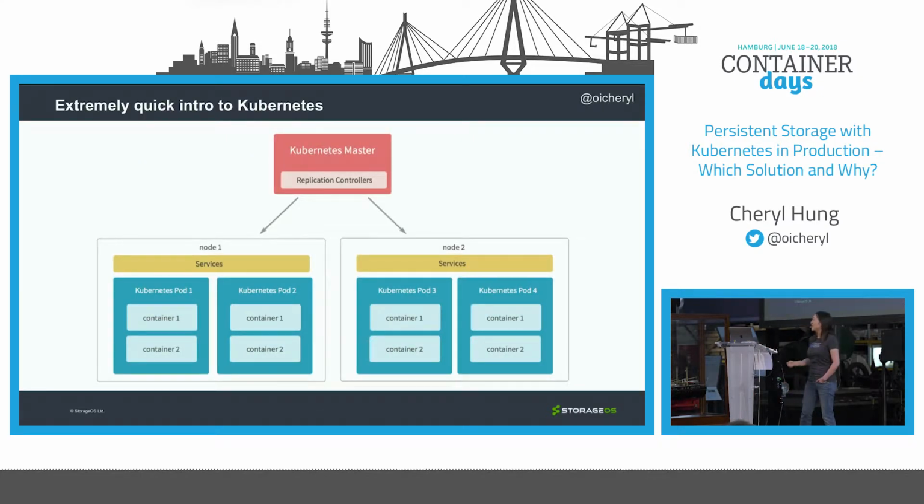So architecturally, there is a master. This is a 2-node Kubernetes cluster, 2 worker nodes. And in this case, there's 4 pods running overall. If one of the pods dies, then Kubernetes will restart it, so you get to 4. If there's 5 running, then Kubernetes will kill 1 and get back to 4 as well. Okay, that's my extremely quick intro to Kubernetes.